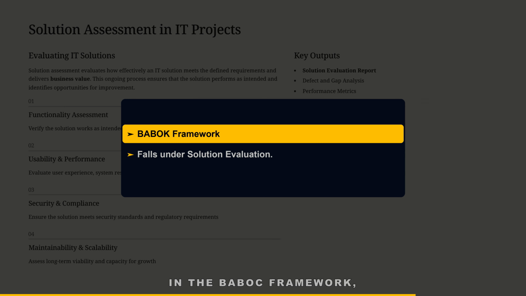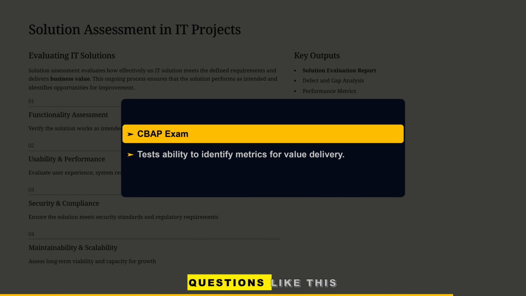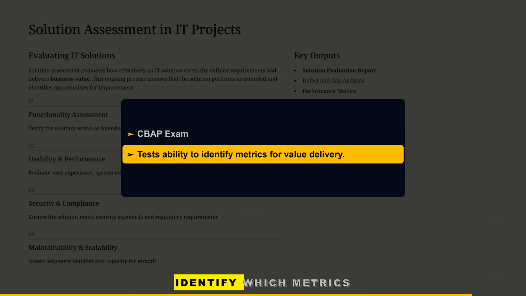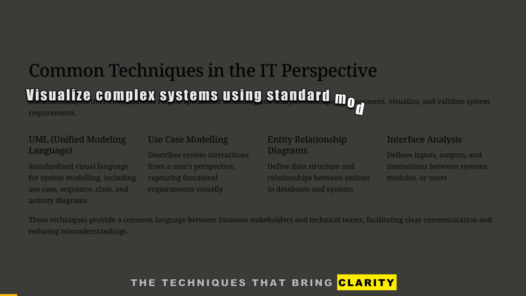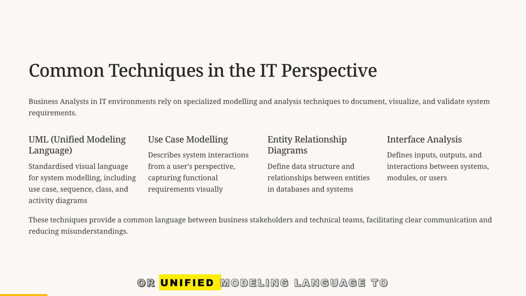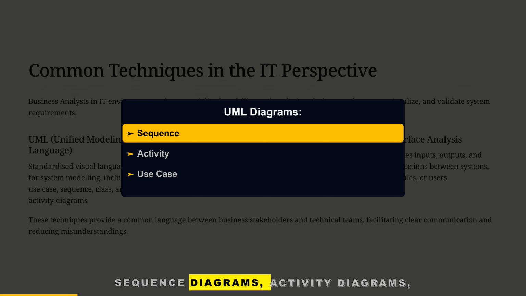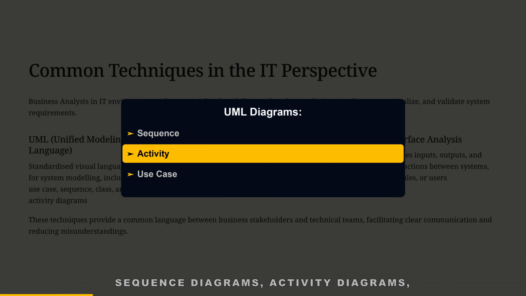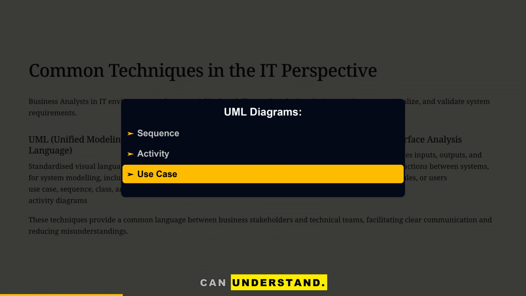In the BABOK framework, this falls under solution evaluation. And in the CBAP exam, questions like this usually test your ability to identify which metrics or feedback loops a BA should establish to evaluate value delivery. Now, let's talk about the techniques that bring clarity to complex systems. You'll frequently use UML, or Unified Modeling Language, to visualize how systems behave. Sequence diagrams, activity diagrams, and use case diagrams turn abstract logic into something everyone can understand.